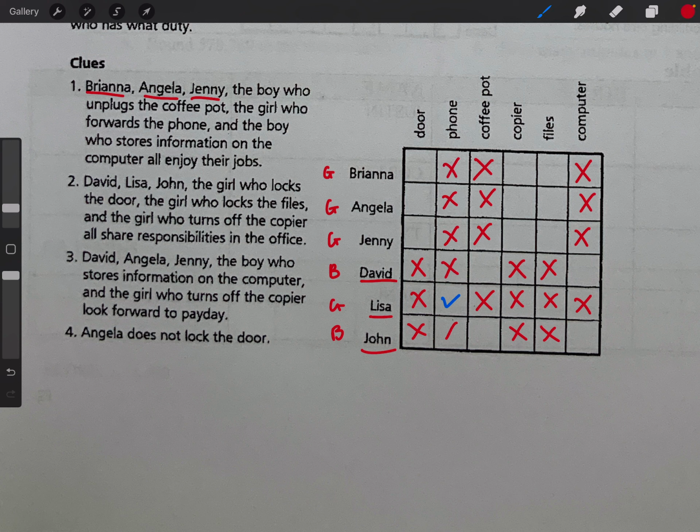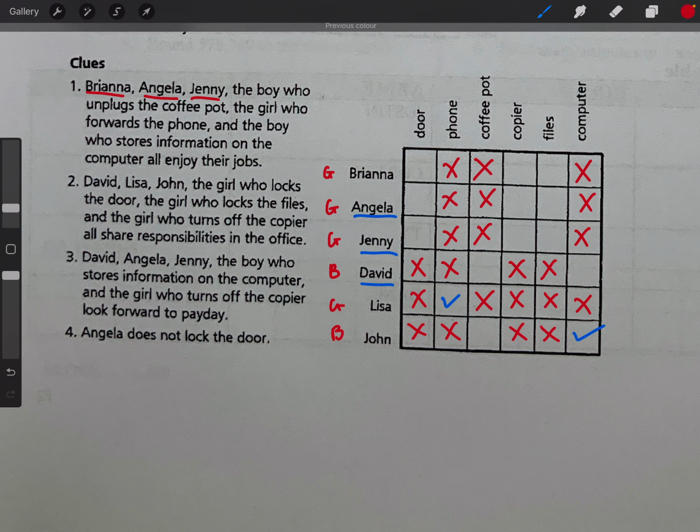And yeah, we haven't got another clue yet. All right, next one. Oh, it says David, Angela, and Jenny. The boy who stores information on the computer. There's only one other boy that's not listed. That must be John. He must be the one who stores information on the computer. So he must be the one that we tick here, computer. If you tick it there, you must cross this one out and this one out. And if you do that, that means this will come out to be true.